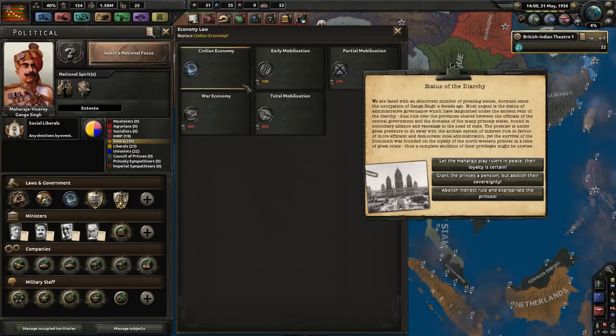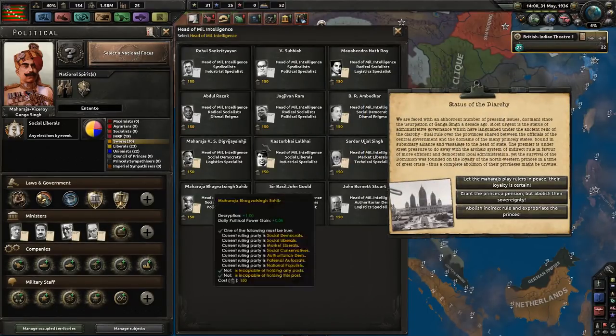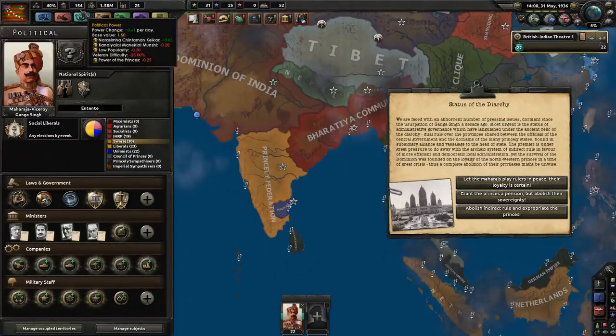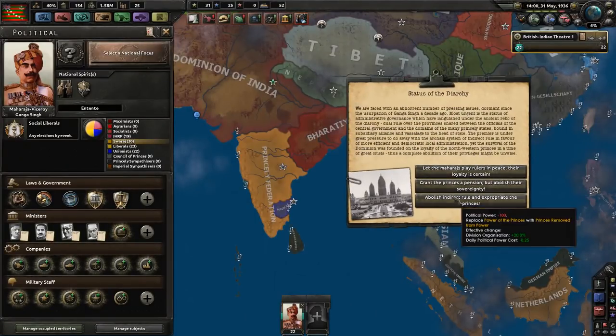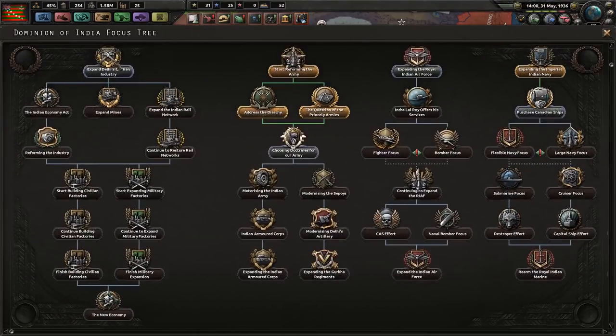Also, remember, you can start changing things. At this point, I haven't been spending my political power on anything, but you can get ministers, you can change stuff. I mean, you don't exactly have a sinkhole of political power here. All right. The rest of this is all pretty standard.